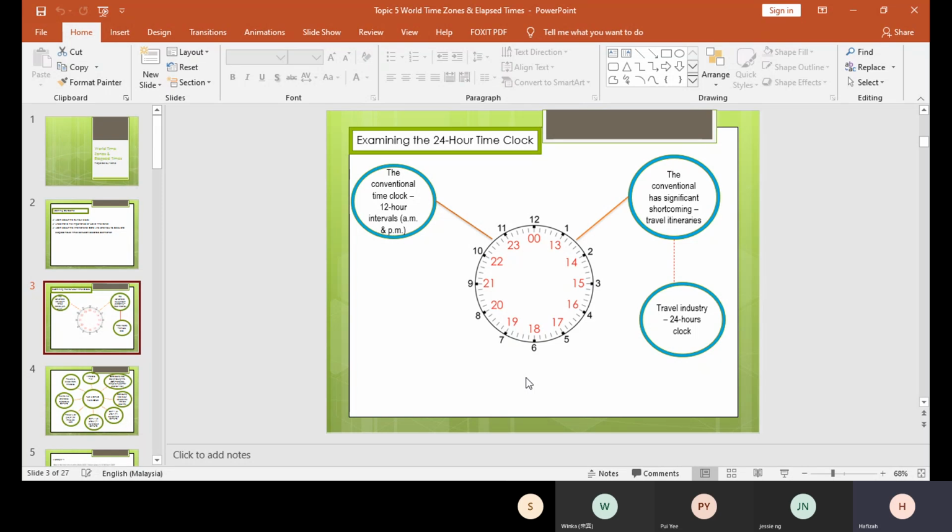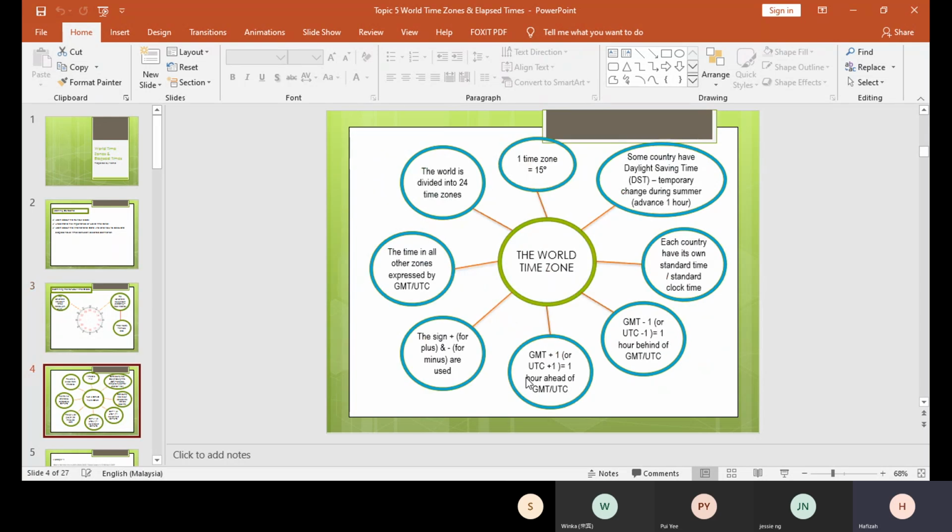So it's 21 o'clock. Everybody knows that 21 means 9 PM. Instead of saying 9 PM or 9 AM, 9 AM is 9 o'clock and 9 PM is 21 o'clock. Everybody in the tourism industry mostly uses this 24-hour clock, so it's easier to identify or allocate the time to give instruction, so that there will not be misunderstanding.